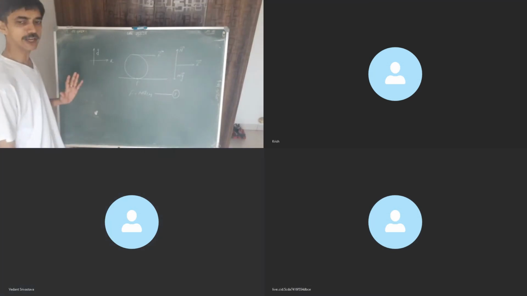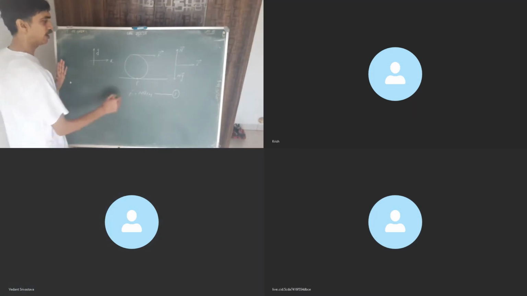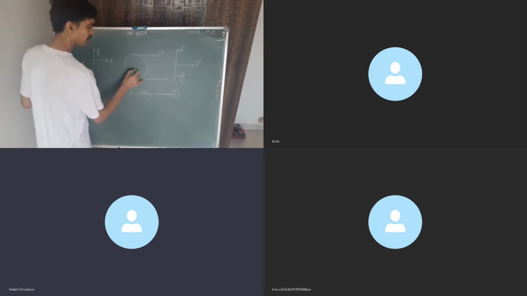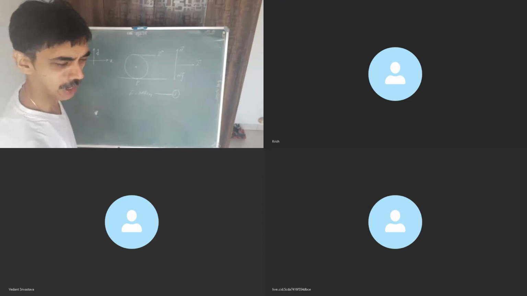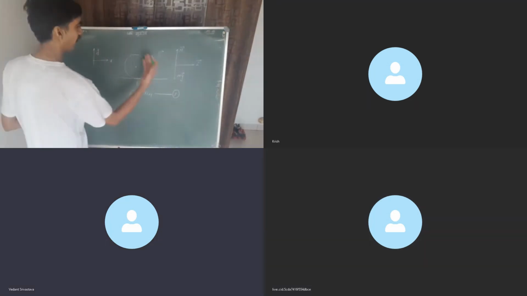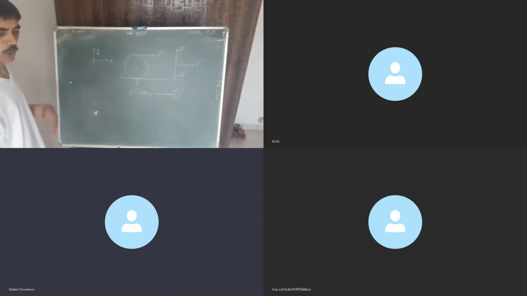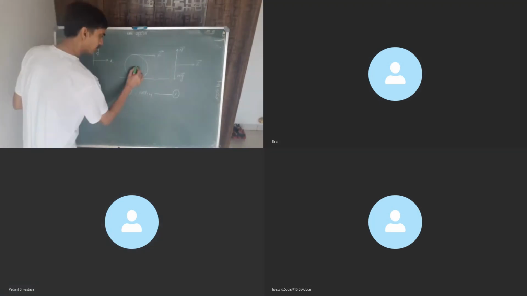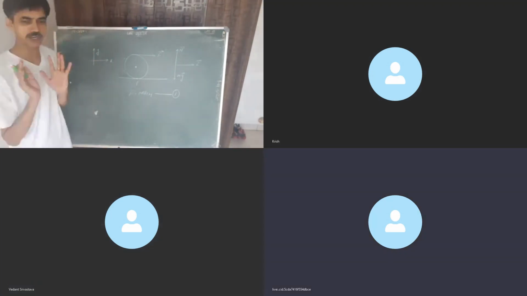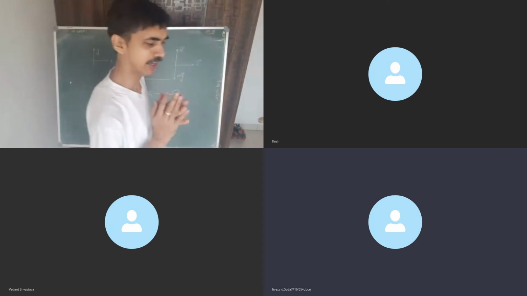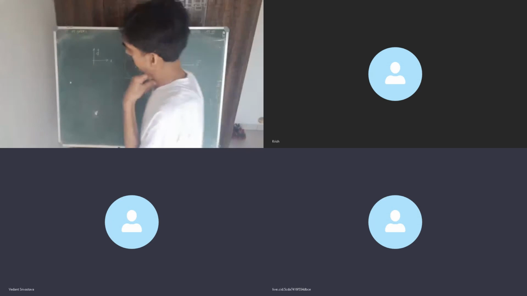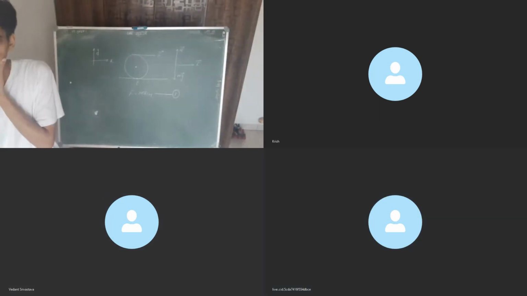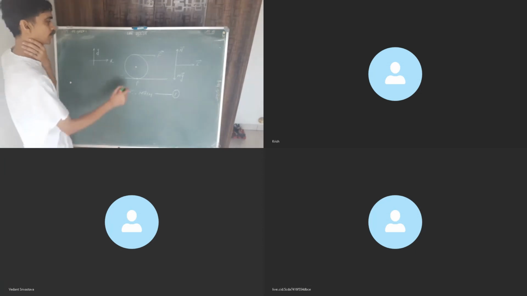Next, what shall I do? I put myself at the center of mass of the system and then find torque. For me, the torque equation about this point is torque equals I omega. Tell me the torque equation. I omega is the after effect. First, tell me in terms of F, what will be the torque about this point?